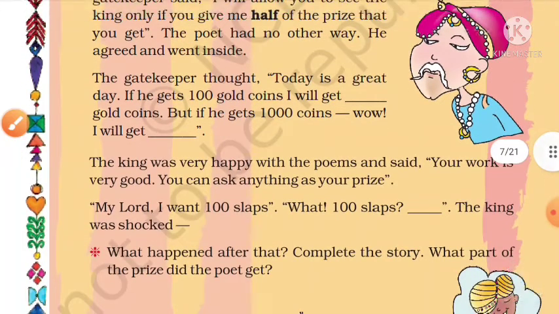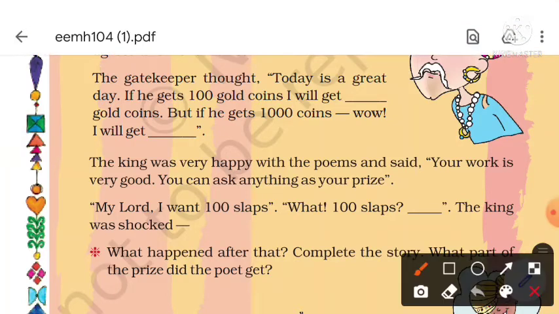Okay, so the king was very happy with the poems and said, your work is very good. You can ask anything as your prize. So the king asked him to demand his prize. Then the poet replied, my lord, that means my king, I want 100 slaves.